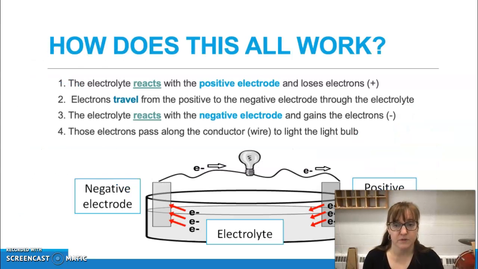So how does all of this work? The electrolyte reacts with the positive electrode and loses electrons. The electrons travel from the positive to the negative end through the electrolyte, and the electrolyte reacts with the negative electrodes to gain electrons. Those electrons pass along the conductor wire to the light bulb. So it just continues and closes off the loop of our circuits and allows the electrons to move through those electrolytes. It's really important that you know the terms electrode, electrolyte, and then the difference between a cell and a battery.